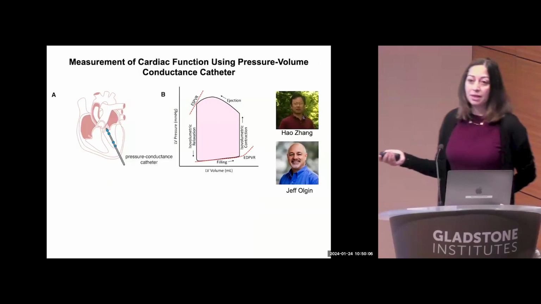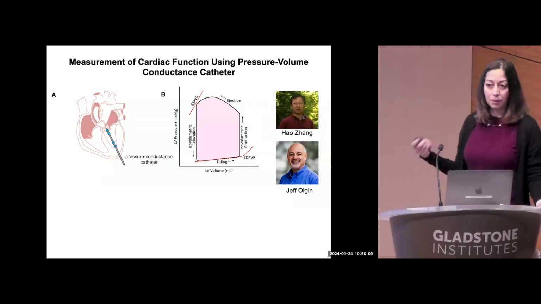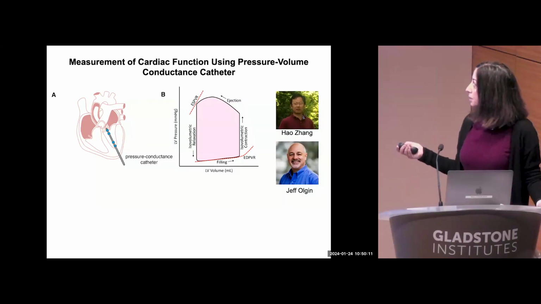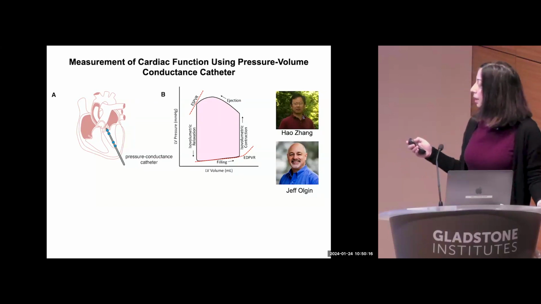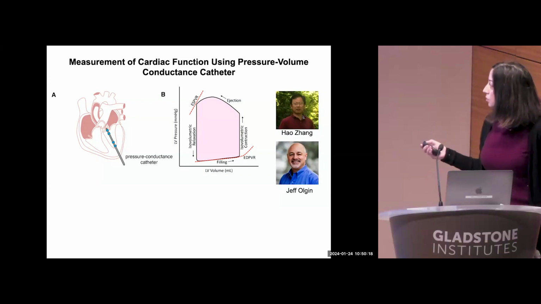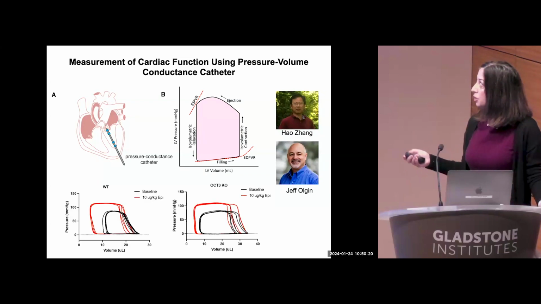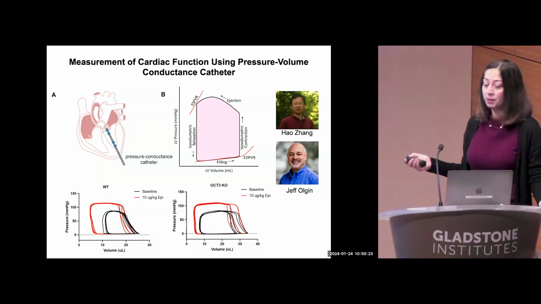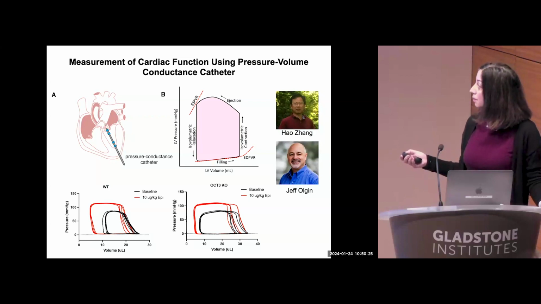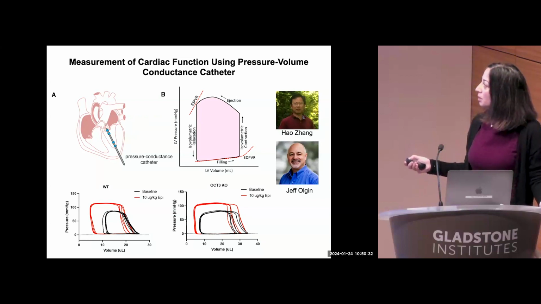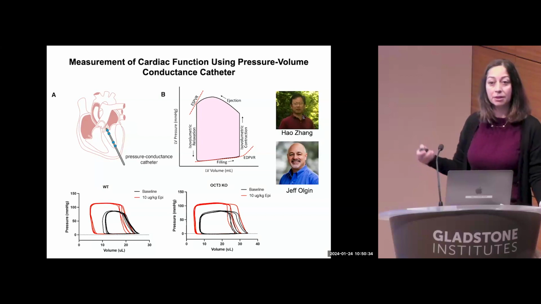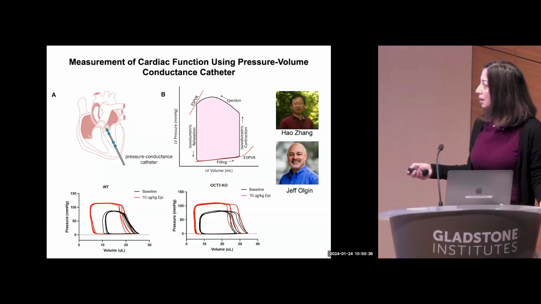So we wanted to see if this phenotype also exists in intact animal models. We collaborated with Jeff Olgin, the chief of cardiology here at UCSF, with help from Hao Zhang. At the time, we measured what is known as the PV loop, the pressure-volume measurements, in the intact animal in response to the injection of either epinephrine or dobutamine. And hopefully you will appreciate it in the next slide.